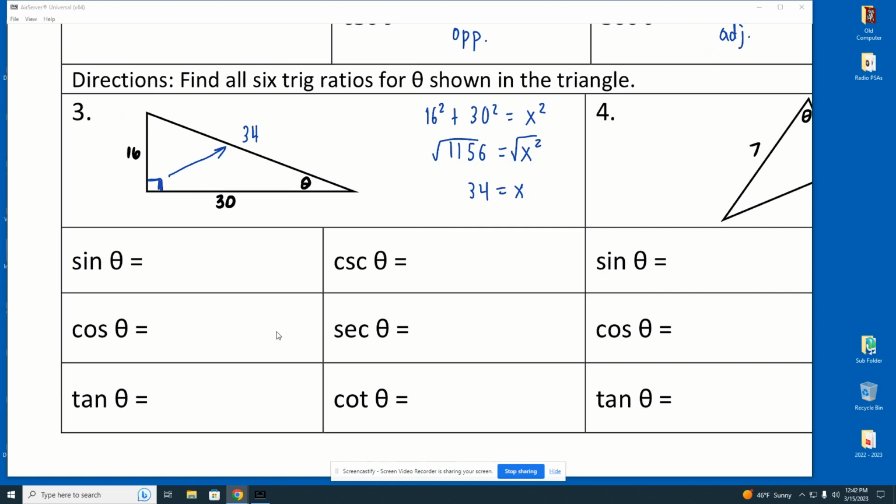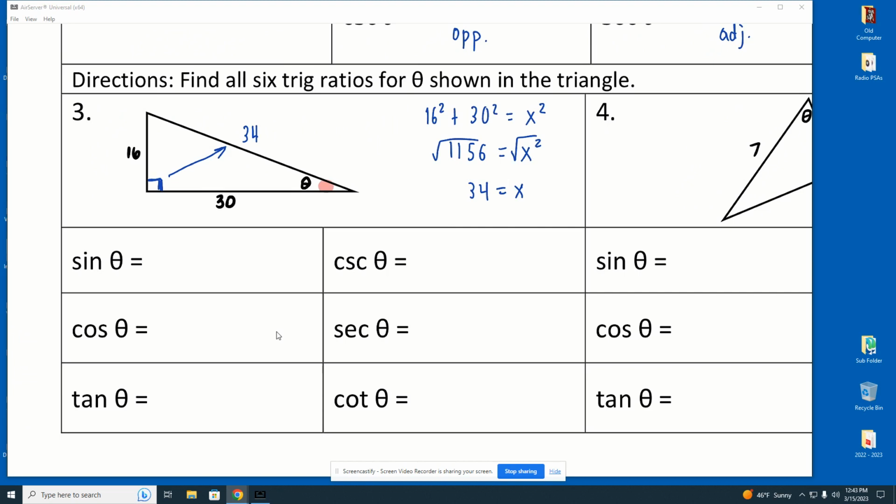Everybody with me? So here we go. Do y'all see where theta is? We're coming from this angle right here, the one I highlighted, the one that has theta. So in reference to theta, what's 30? Adjacent leg. What's 16? Opposite leg. And of course 34 has to be my hypotenuse.